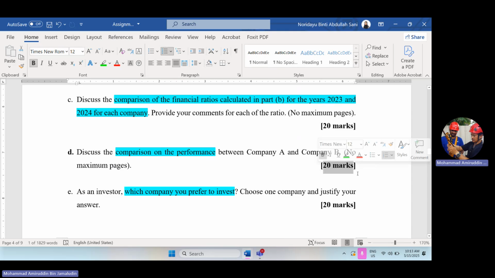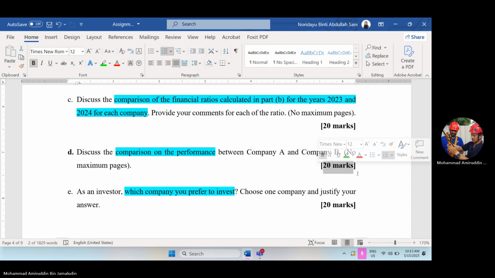If you just want to say the overall performance, if you've got many things to talk about, it's up to you. Because it's 20 marks, and 20 marks doesn't mean 10 lines is sufficient to give you the marks, right? So it would be easier if you compare company A's current ratio performance with company B's current ratio performance.